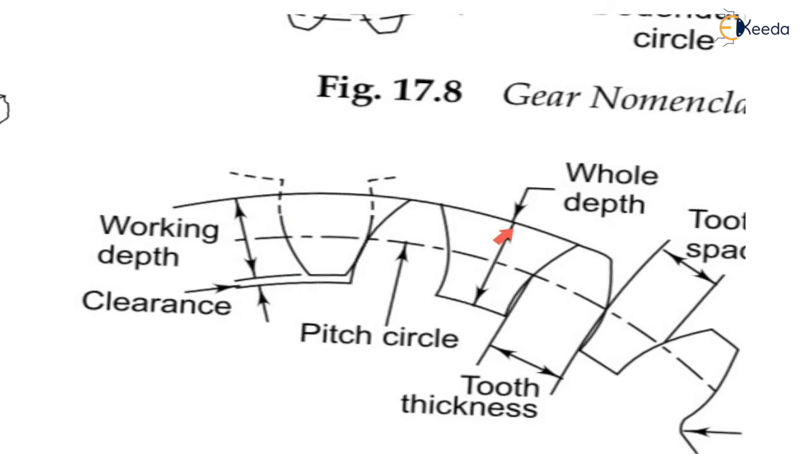And you will see here, whole depth means total depth. This total depth is the addendum plus dedendum of the same gear, or we can say working depth plus clearance, right? Therefore we can say whole depth or total depth is equal to addendum plus dedendum of the same gear.